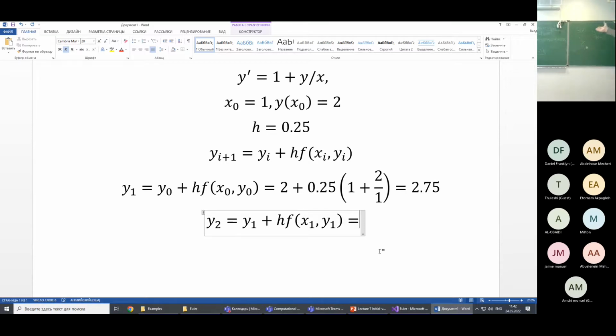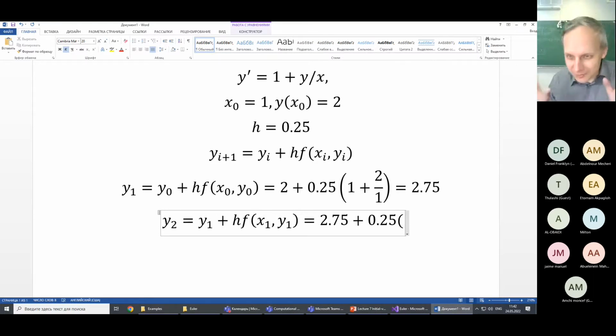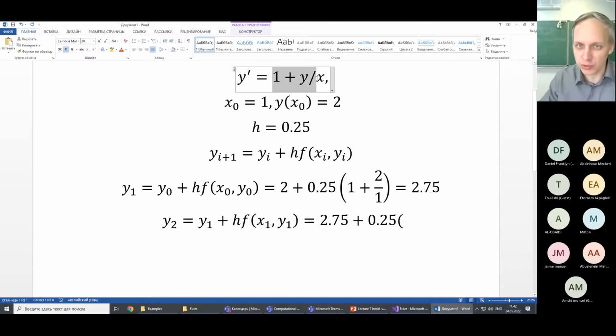Well, how to compute y2? The formula is written here, and you should just substitute their values. What is the value of y1? 2.75. What is the value of h? 2. And the main point, what is the value of f of x1, y1? You should substitute x1, y1 here.